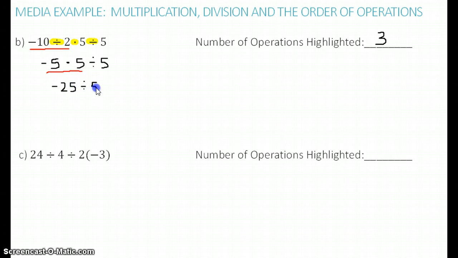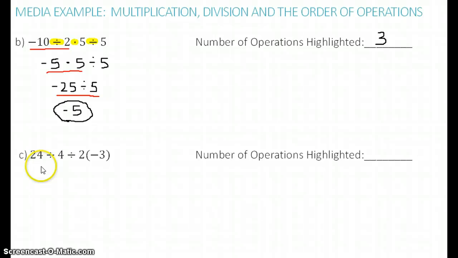Copy the remainder of the problem. And our last operation is division. 25 divided by 5 is 5. And since one of the signs is negative, our result is negative. And our final answer is -5.